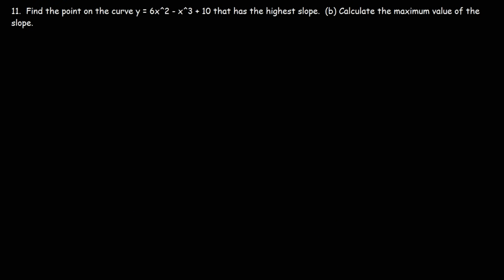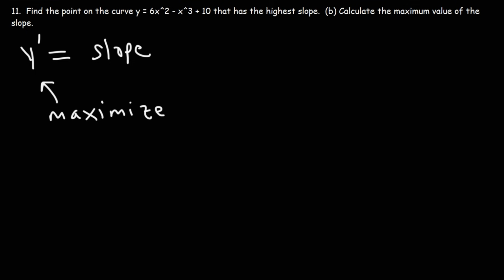Number 11. Find the point on the curve y equals 6x squared minus x cubed plus 10 that has the highest slope, and calculate the maximum value of the slope. If we want to calculate the slope of the function, we need to find the derivative of the function. The derivative is a function that gives us the slope at some value of x. Our goal is to maximize the slope, so we need to maximize the derivative function.